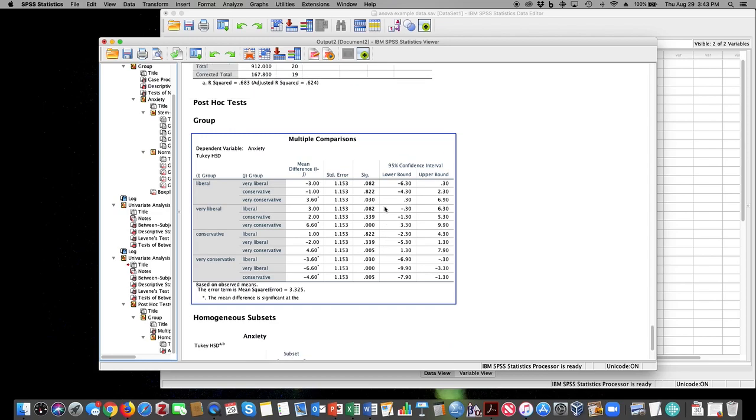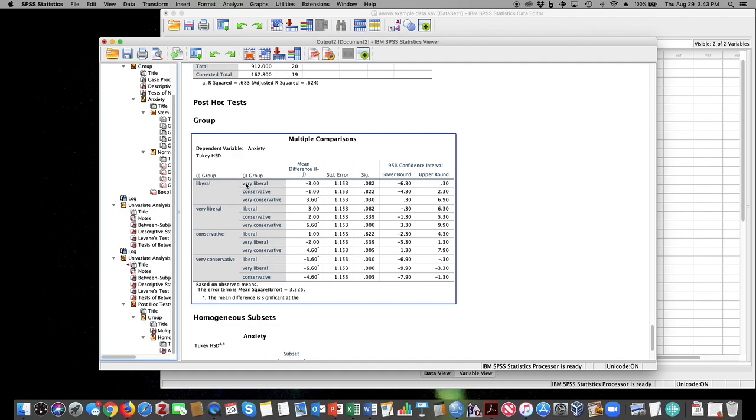Now, SPSS does something stupid. It compares each group to the other group twice. So you see liberal to very liberal, liberal to conservative, but then you see conservative to liberal, you can see very liberal to liberal, and so each one is twice. I don't need to report these twice. I don't want to report liberal to very liberal and then very liberal to liberal. So that's the same comparison. So don't worry about that. Just each group comparison once. And so with 4 groups, you're going to have 6 pairwise comparisons.